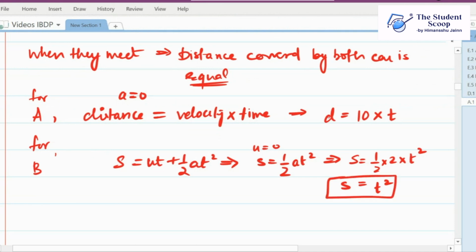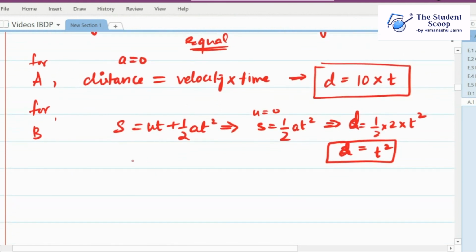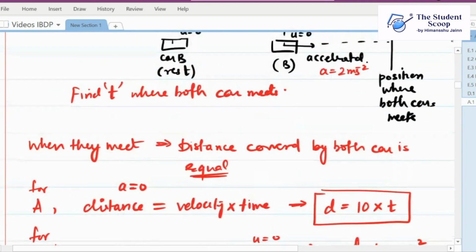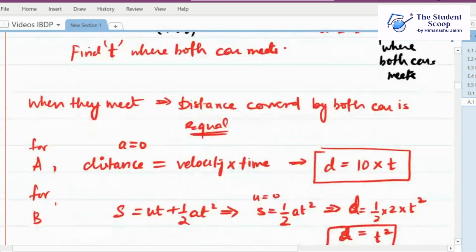Now we have both the equations and this distance is d. Because both the distances are equal, we can equate them. Since both distances are the same, we can write 10 times t is equal to t square. And this gives us t equal to 10. So it will take 10 seconds for both of the cars to meet at a particular position.